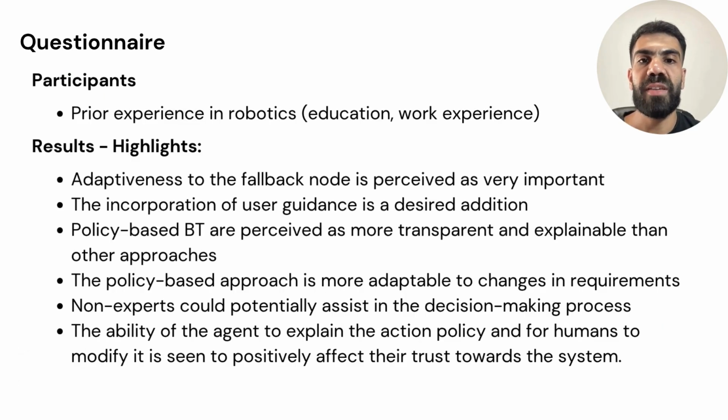Based on the experiment, we developed a questionnaire aimed at exploring adaptability, transparency, and trust in the different approaches. Our results include that adaptiveness of the fallback node is perceived as crucial, and the incorporation of user guidance is a desired addition. Our approach is perceived as more transparent and explainable than other approaches, and is more adaptable to changes in requirements. Non-experts could potentially assist in the decision-making process. And finally, the ability of the agent to explain the action policy and for humans to modify it seems to positively affect their trust towards the system.